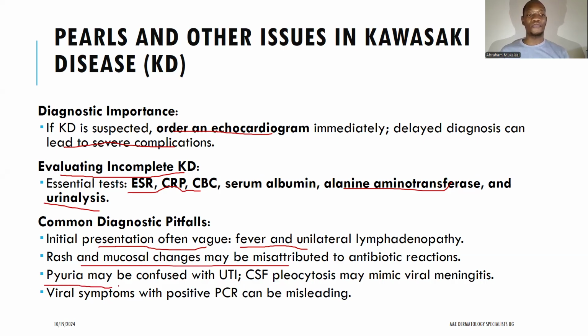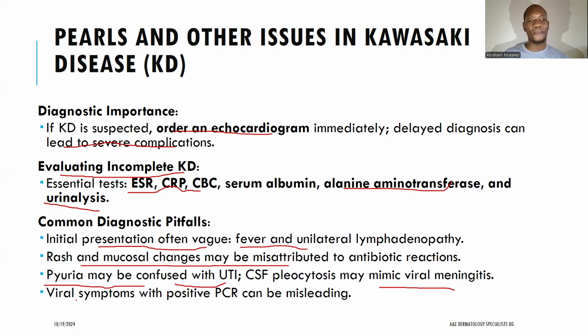Then pyuria may also be confused with urinary tract infection. That's one usually seen in Kawasaki. And then sometimes if someone gets meningitis, this can also be confused with viral meningitis or even bacterial meningitis. When you take a sample for CSF analysis, you may find that the features are similar to those we see in viral meningitis.